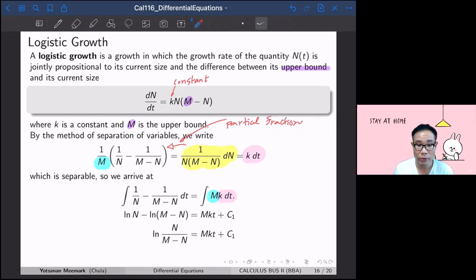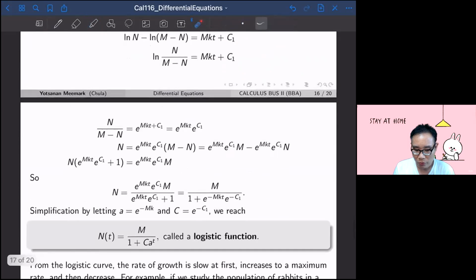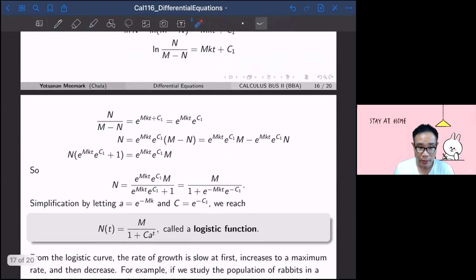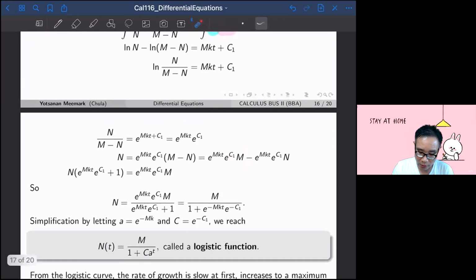Okay, so it's going to be a u-du kind of substitution, and it's going to be log of N over (M minus N), and integrating Mk is going to be Mkt plus c1. So then you solve for N. Here it's just performing algebra in order to solve for the capital N.